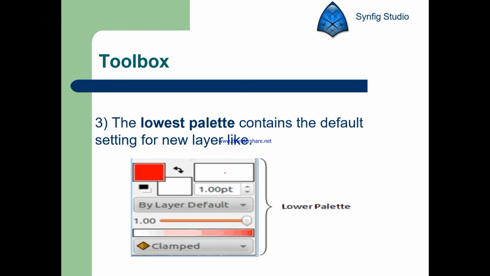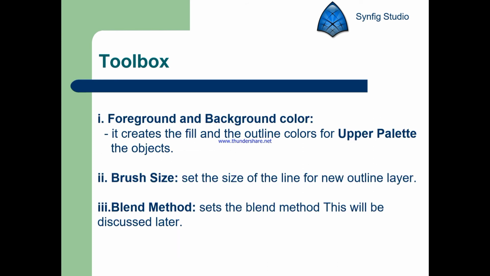Again I repeat, in the lower palette we have different types of settings: the default settings, the different layers and different properties of the layer. These will be given in detail about the lowest panel.